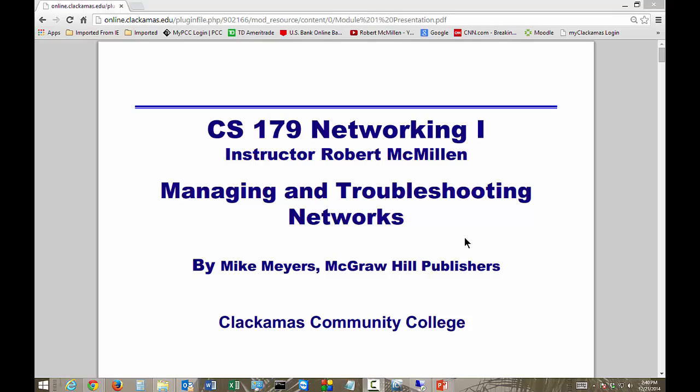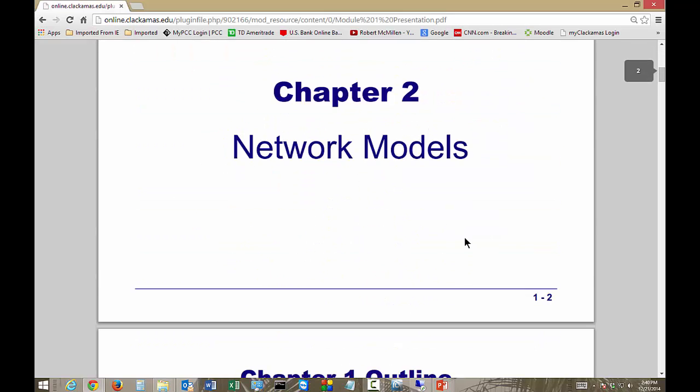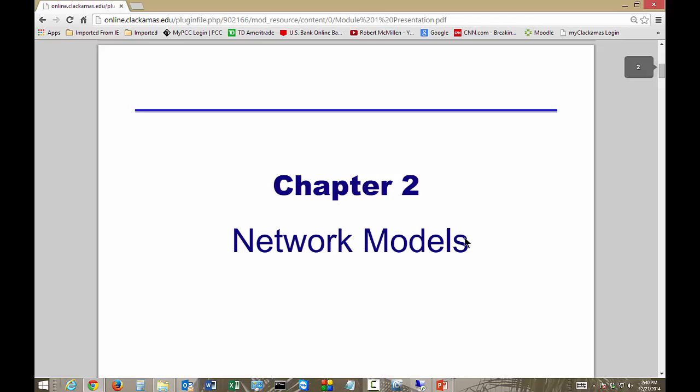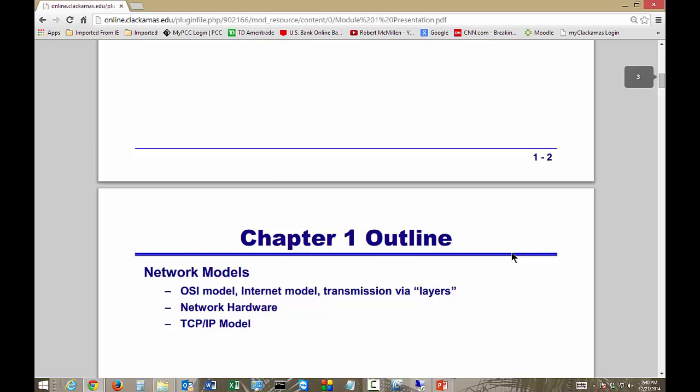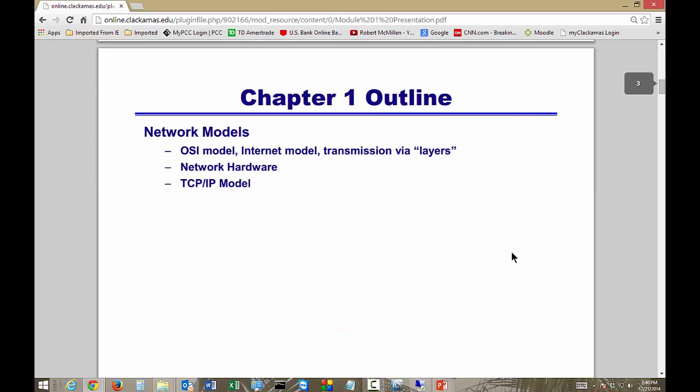So let's talk about networking. Today we're going to be working with Chapter 2, which is Network Models. And that's going to cover things like the OSI model, the internet model, and various different layers, and also look at network hardware and TCP/IP.